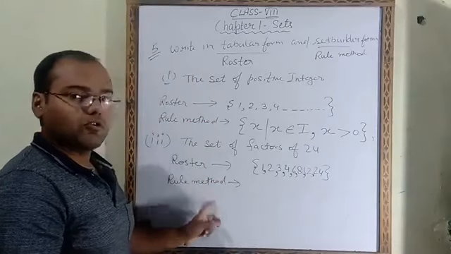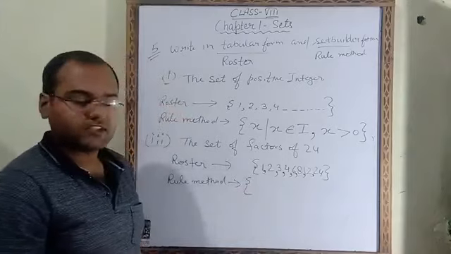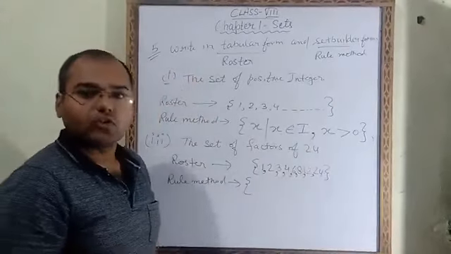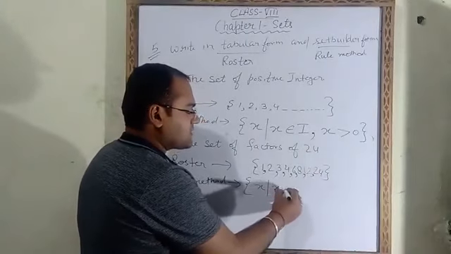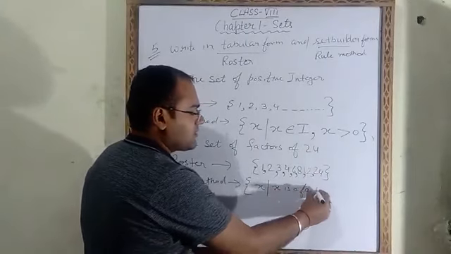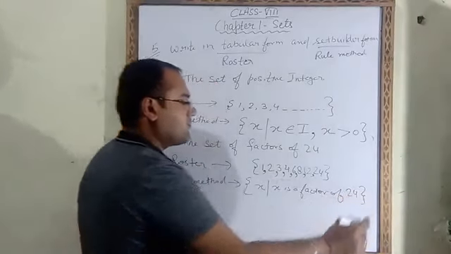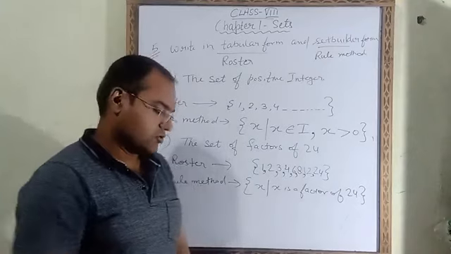Now we have to write the rule method. In the rule method we have to write the common property. What is the common property? The common property is that these all are factors of 24. So how will we write it? x such that x is a factor of 24. Like this you have to do all the parts of this question.